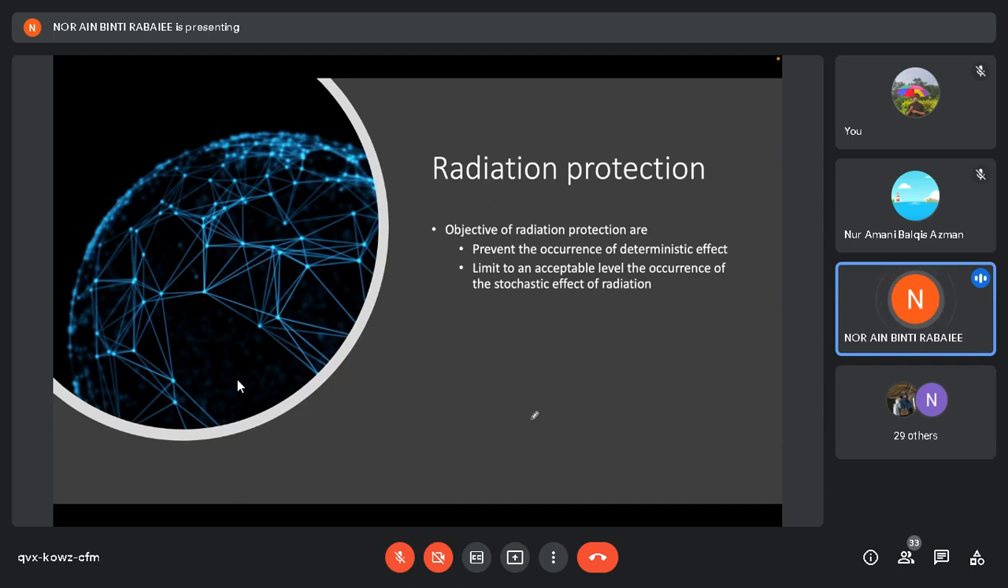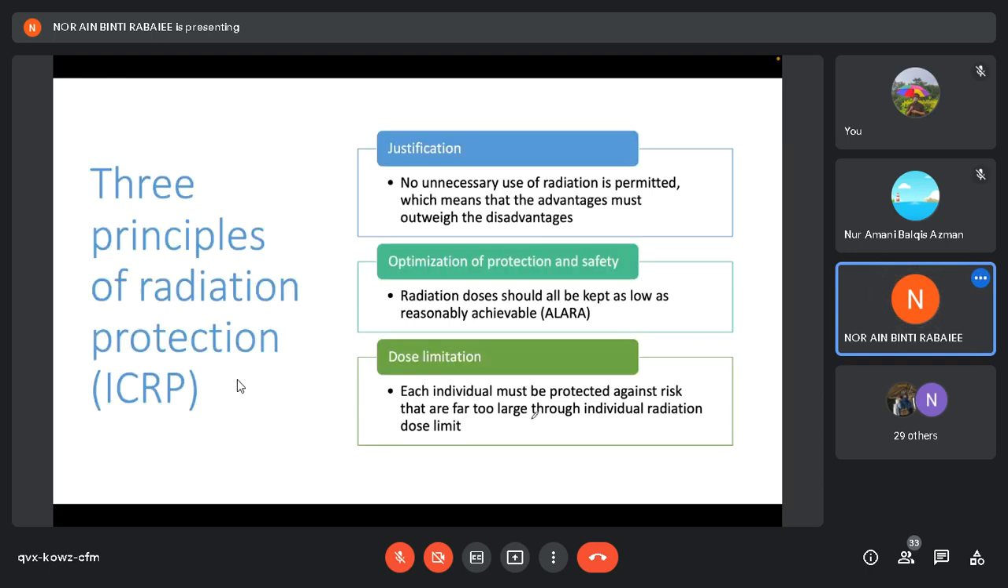So radiation protection has the objective to prevent the occurrence of deterministic effects and to limit the occurrence of stochastic effects of radiation to an acceptable level. So this is the objective of radiation protection. They want to prevent the deterministic effect, and they want to limit the occurrence of the stochastic effect.